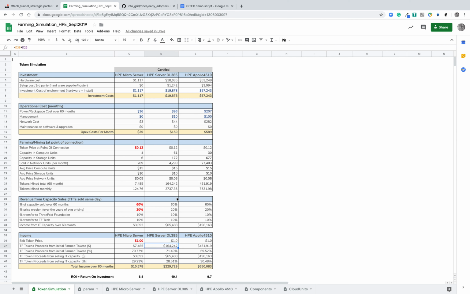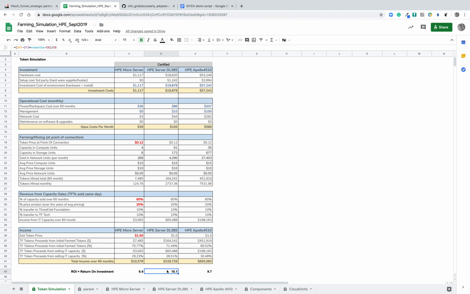Then you can see that the 164,000 tokens that you collected for farming, and the 65,488 tokens farmed, is $65,488, which is in total $229,000 made, which gets you to, and this is a very exciting bit, an ROI of 10x over 5 years with this as an investment, and a monthly cost of this, which I think is really good.